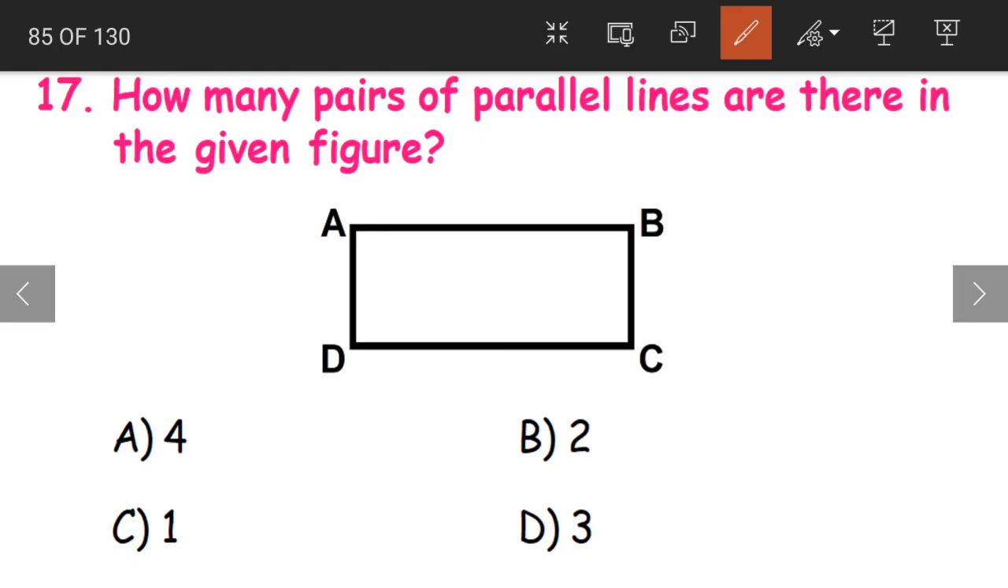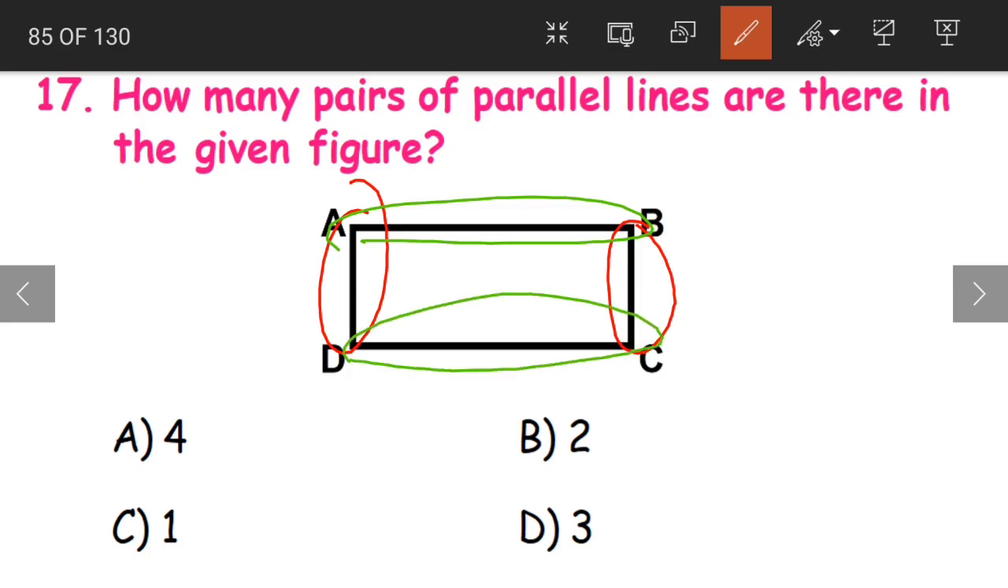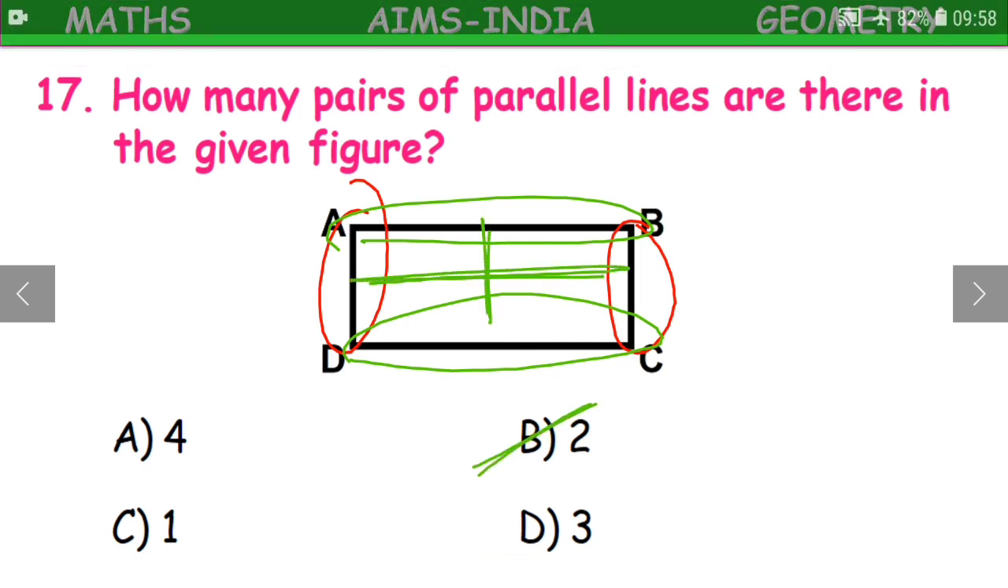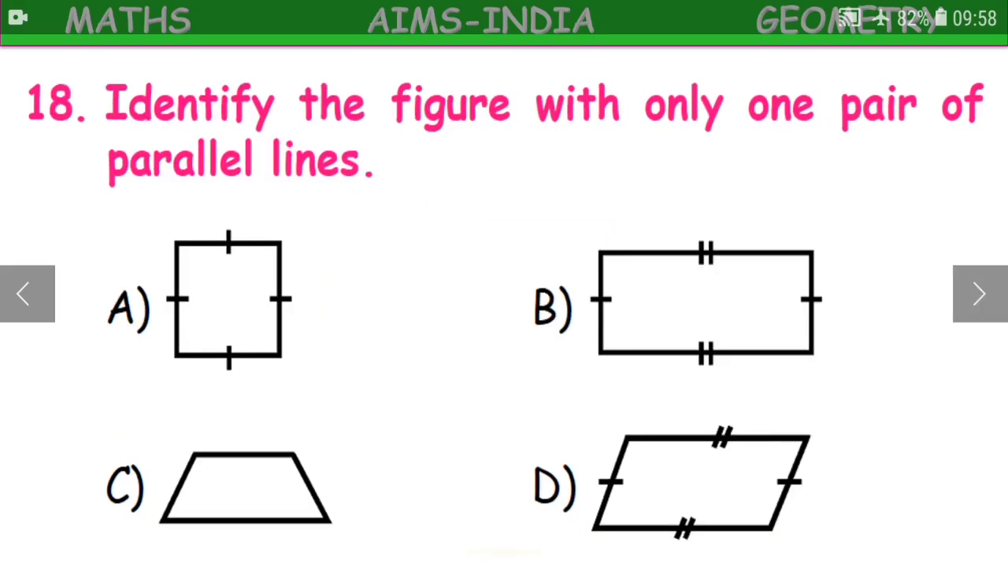So how many pairs of parallel lines do we have? See, this is a pair of parallel lines and this is a pair of parallel lines. So how many pairs do we have? Two pairs. Pair 1, pair 2. So option B, 2 becomes our correct answer.